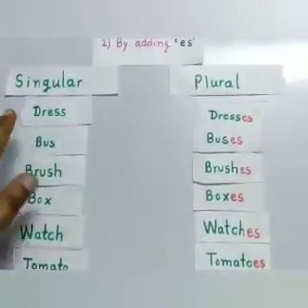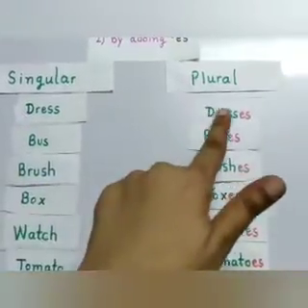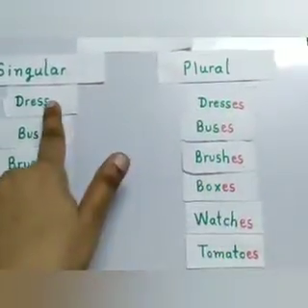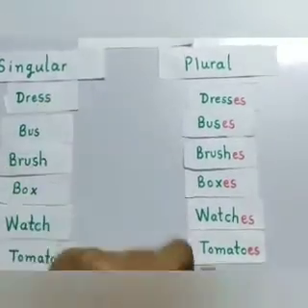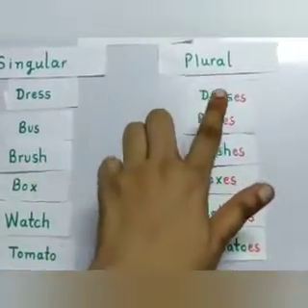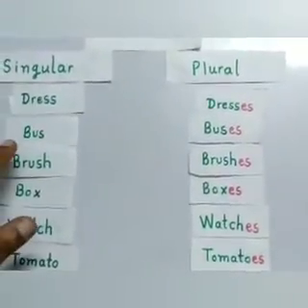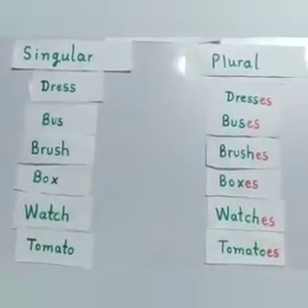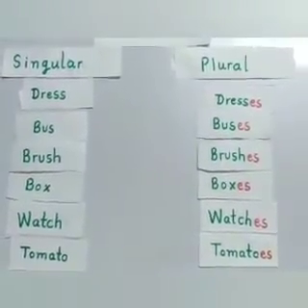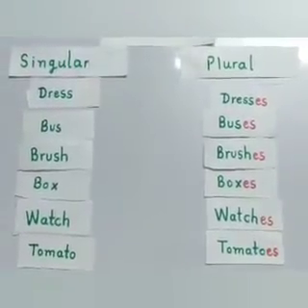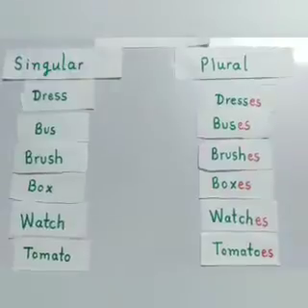For example, dress, dresses. Here you can see this word ends with ss. So for changing it into a plural naming word, we have added es. Bus, buses. Brush, brushes. Box, boxes. Watch, watches.